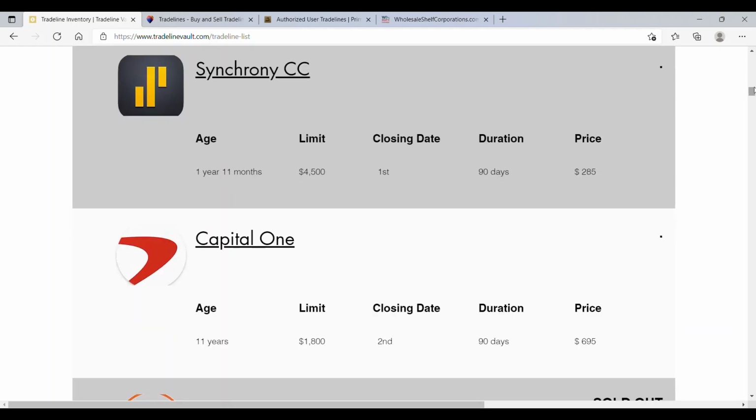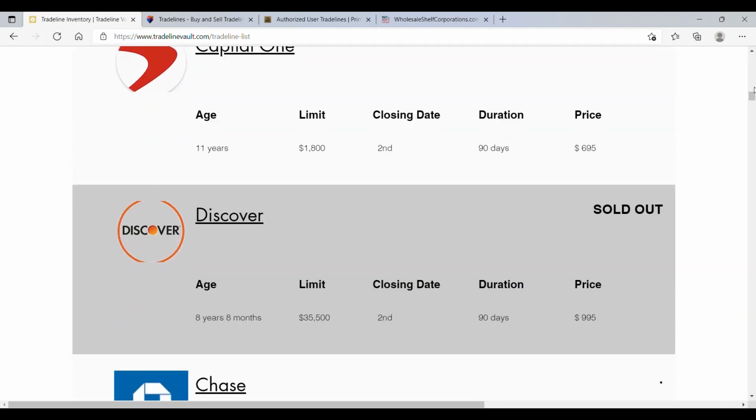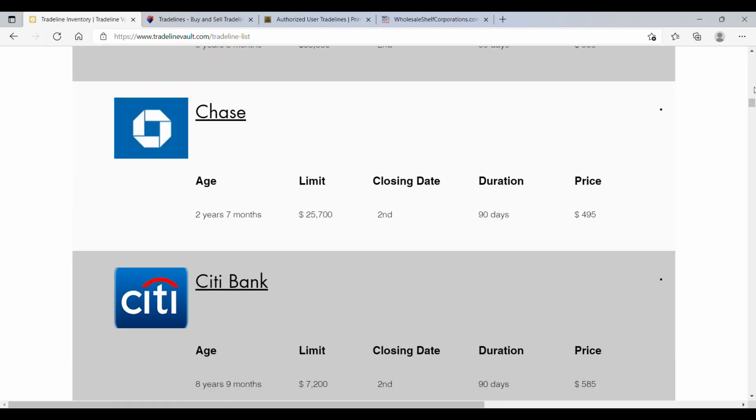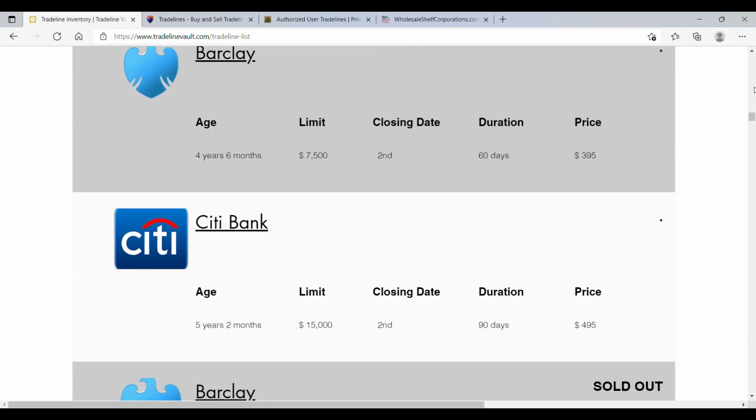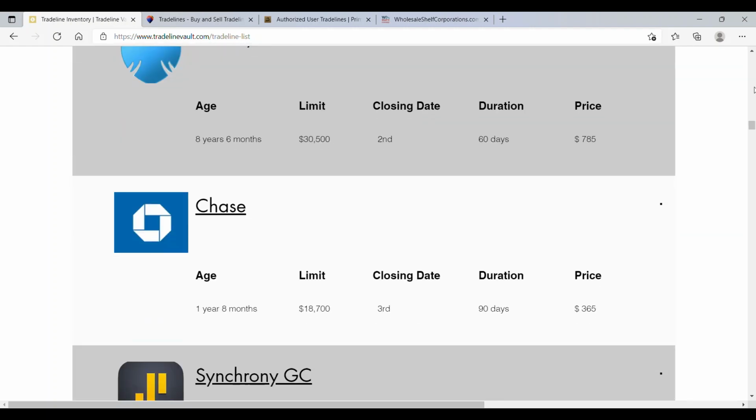So yeah, every card is different. As you all can see, this is not a secret site. Everybody knows about Trade Line Vault, things of that nature. So when you get time, and you get yourself in the right position, here goes something that'll help you all out. Buy some trade lines, put them on your profile. So let's go on to the next one.